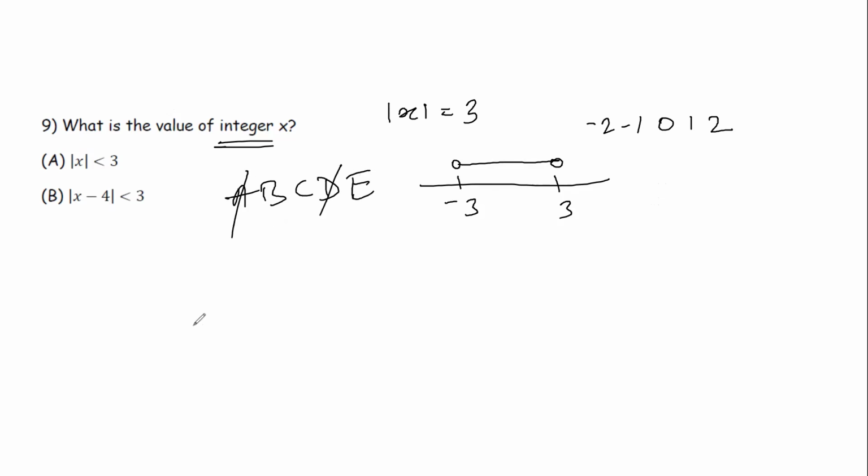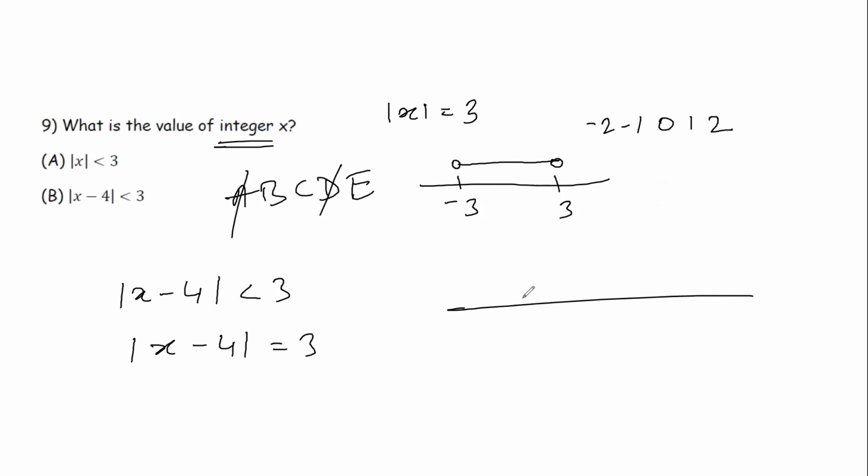Okay. B, mod of x minus 4 less than 3. First, we equate it to 3. When we equate it to 3, we get x as 1 and x as 7. 7 minus 4 gives us 3. 1 minus 4 is -3. Mod of that is 3. And again, it's less than, so it is between them. So the values that we have are 2, 3, 4, 5, and 6. Integer values of x. Again, we don't know which one it is.